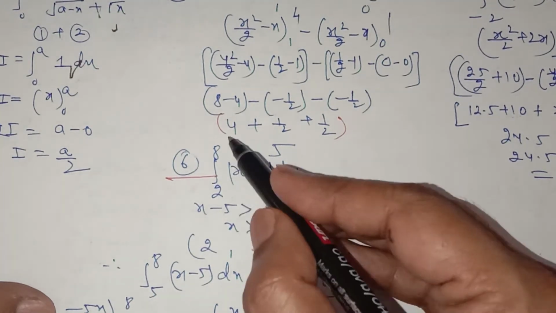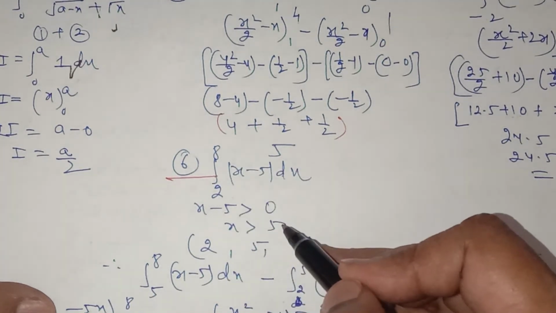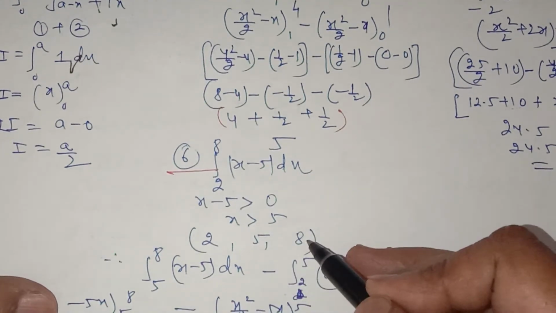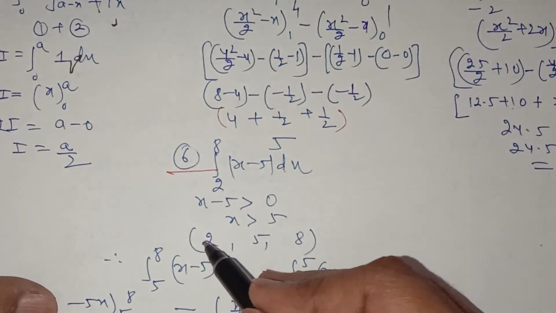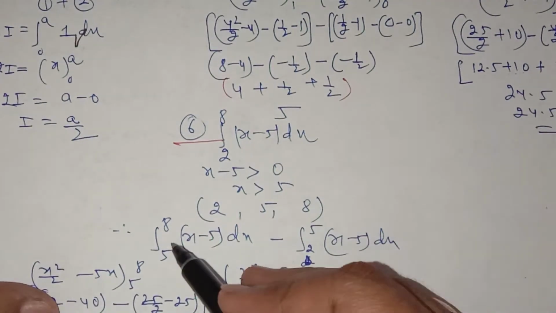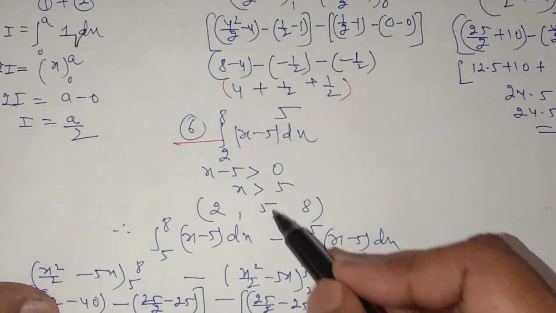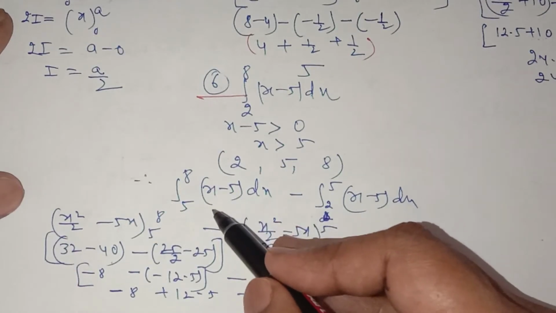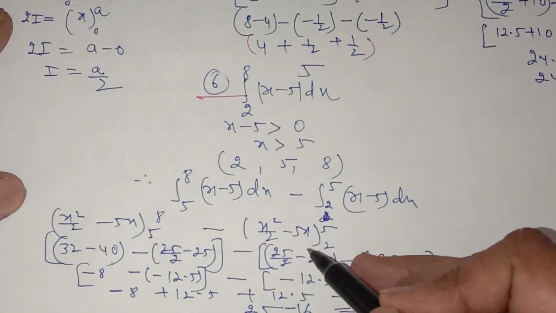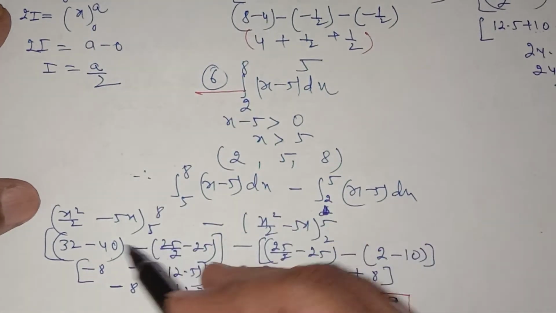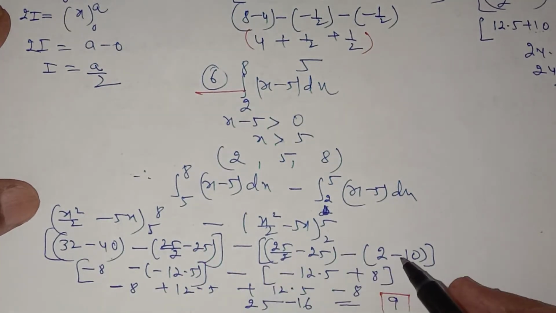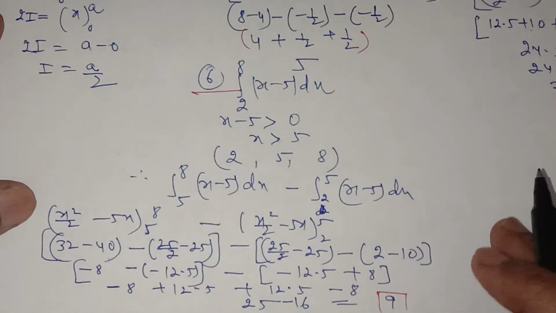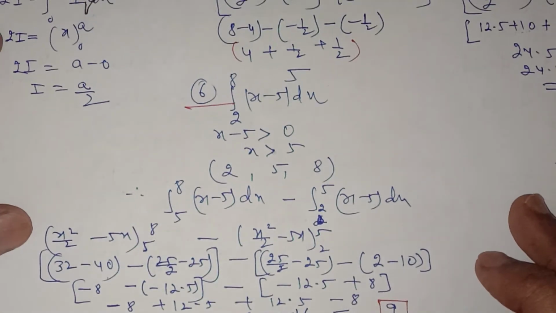So you can write 0 to 8, in between we have 5. So it means from 5 to 8 it will be positive, and 2 to 5 it will be negative. Integrate as usual. So x square upon 2 minus 5x, upper limit minus lower limit. Be careful in the calculation because we have a lot of negative and positive signs in this.